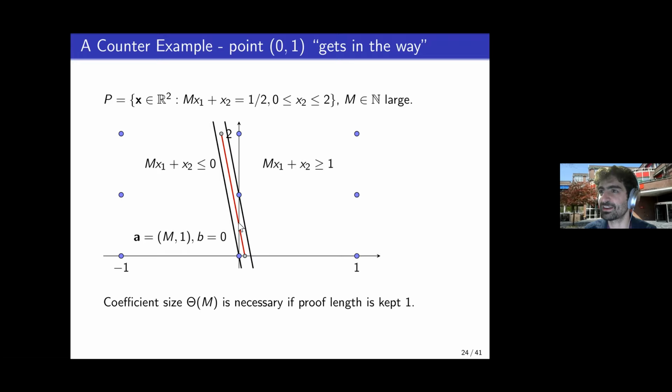Okay, and this is something new that doesn't show up in the cutting plane proof situation. So here, if you want to keep the length exactly the same, you can have unboundedly large coefficients. Like there is no bound. So you have to do something.